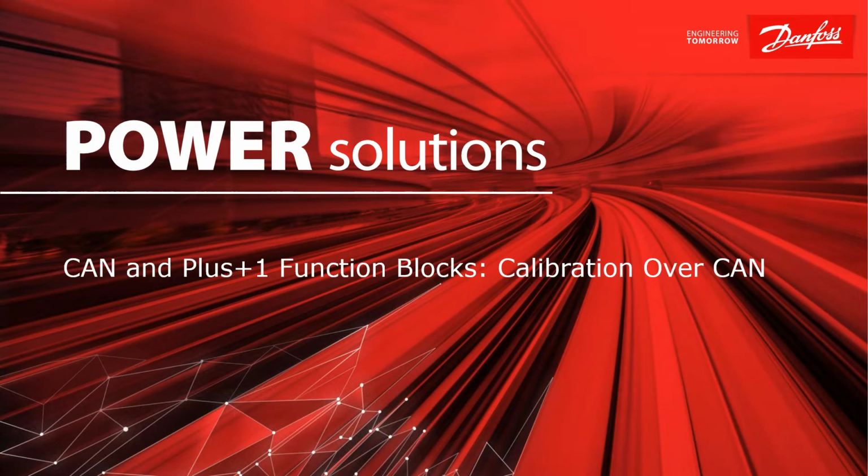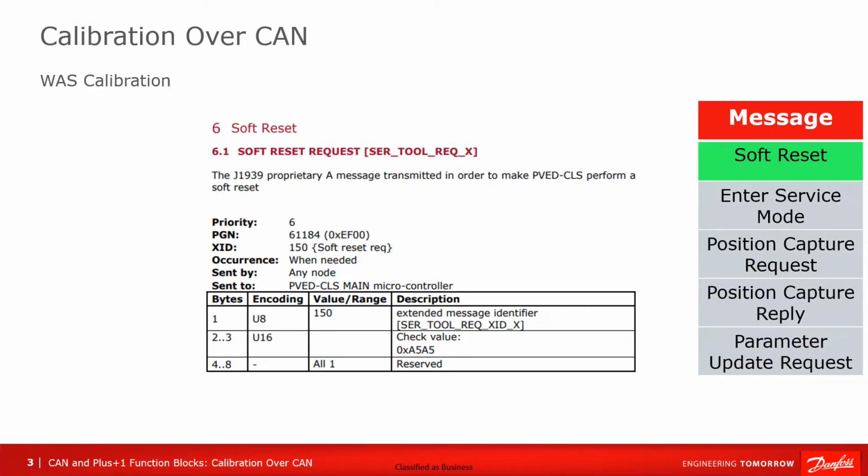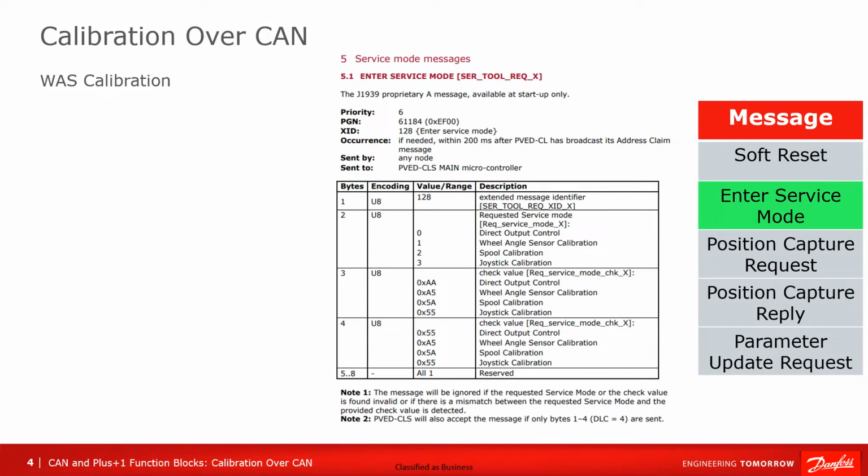Hello, in this video, we will be covering calibration over CAN. To calibrate the WAS over CAN, a soft reset request must be sent. Then, the CLS must enter WAS calibration mode by sending the enter service mode message and specifying WAS calibration.